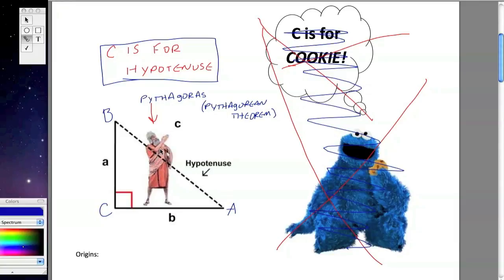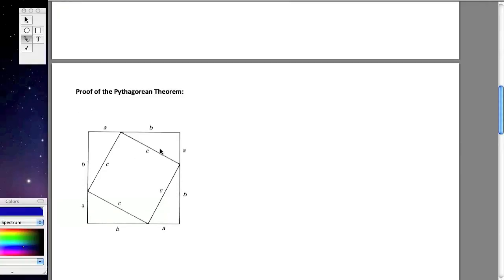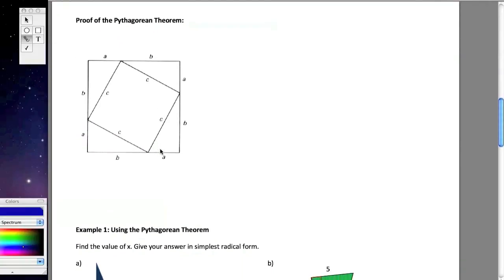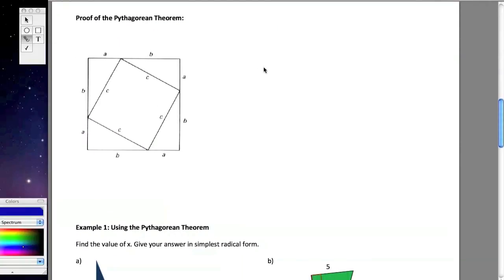Okay, Pythagoras wasn't the only guy to talk about this. In fact, he's not the only guy to prove it. And when we look at a proof of this, we have a picture here. This would be a good time to pause this and draw this picture. And what I'm going to show you is how these two things are related.